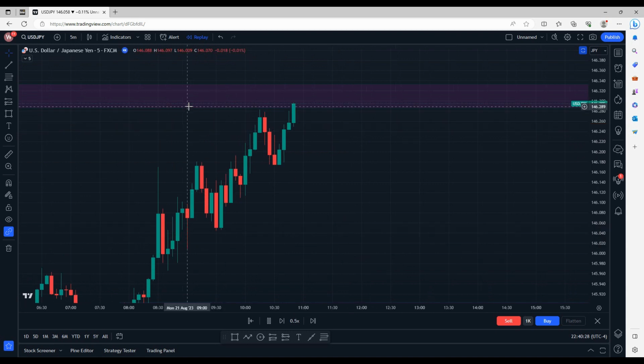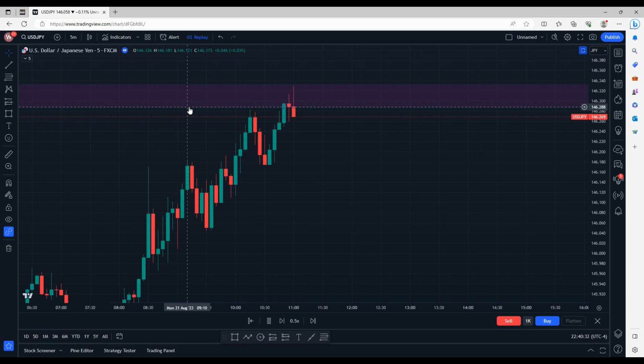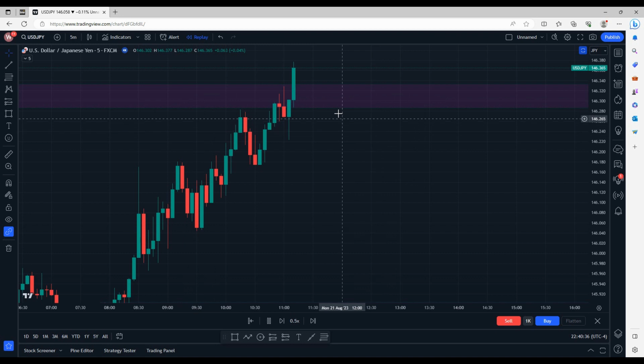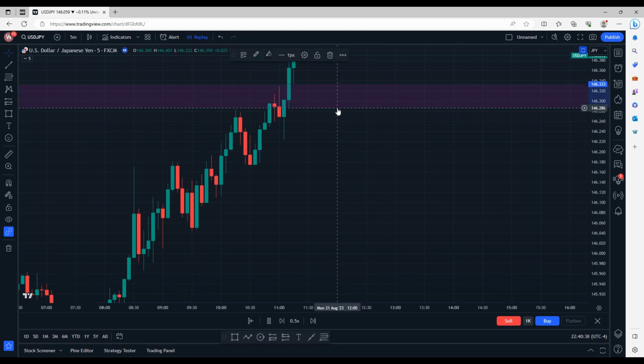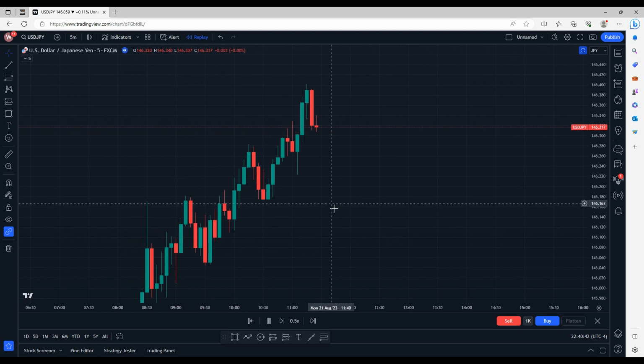This is interesting. This is a very old, I believe, a supply zone. Will it react to that? It does. Oh, okay. Validated. This was a very bullish day for UJ. This is amazing.